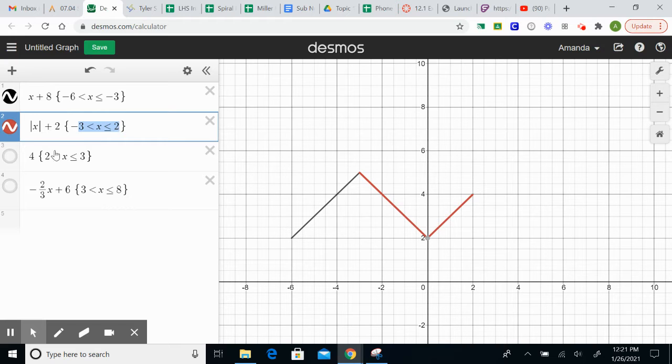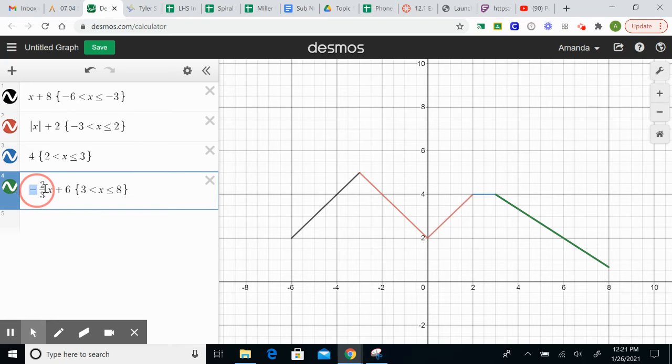Once I get past 2, I use the new function, y equals 4, which is the straight line, for any values between 2 and 3. Then I'm going to use the function y equals -2/3 x plus 6 for any x value between 3 and 8. When I put all of them together, I have one piecewise function. So what you can do here is I can model a situation that is not linear, but is still a function using a piecewise function.